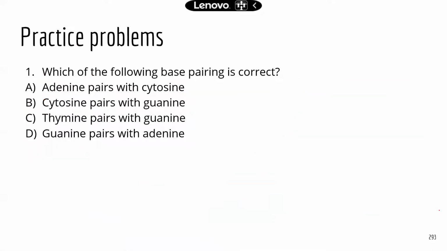All right, now let's look at some practice problems. Number one, which of the following base pairing is correct? You have to memorize this. A pairs with a T and C pairs with G, right? And in case of transcription, then A is going to pair with U. So the correct answer is which one? B, right?